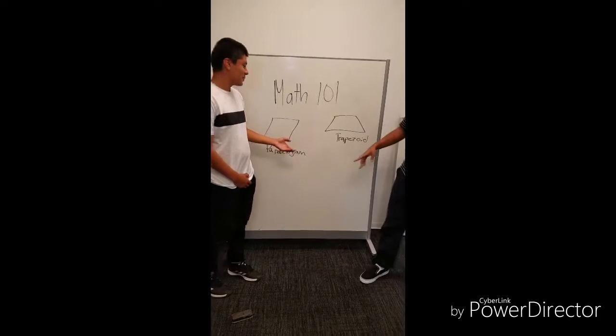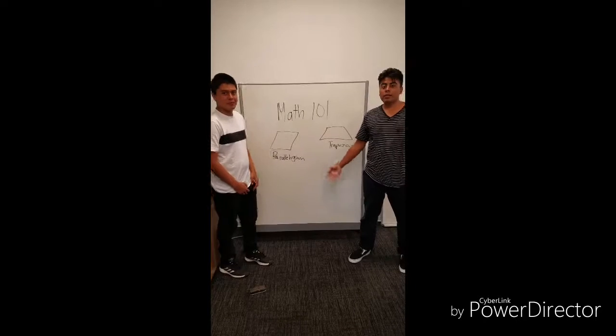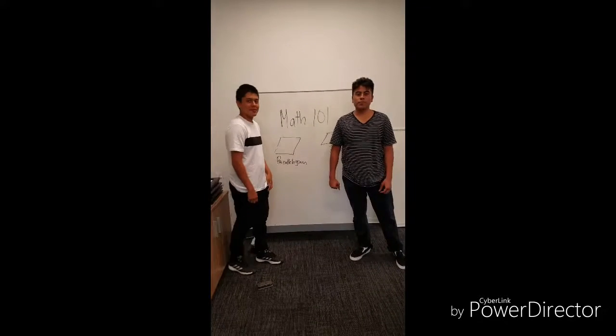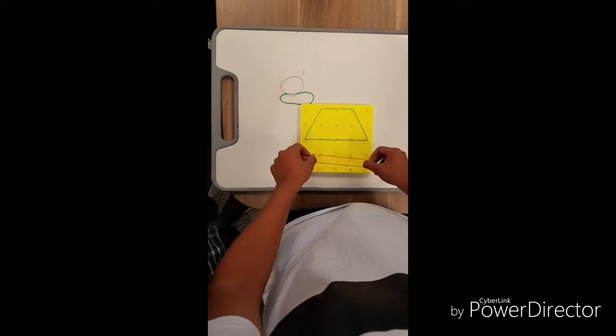Today we're going to learn about the trapezoid and the parallelogram, their areas, and the formulas. First, we're going to start with the geometric formula for the trapezoid.